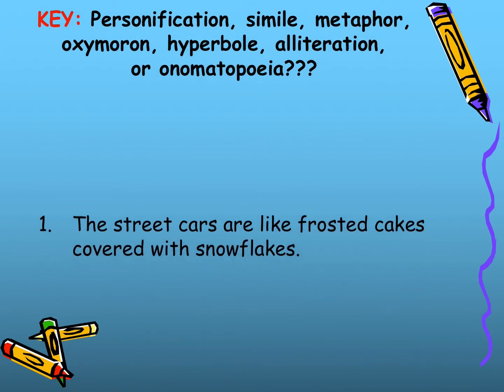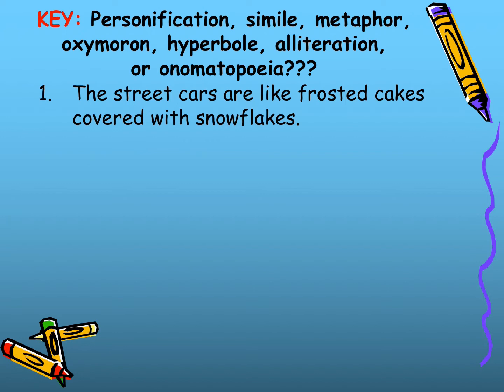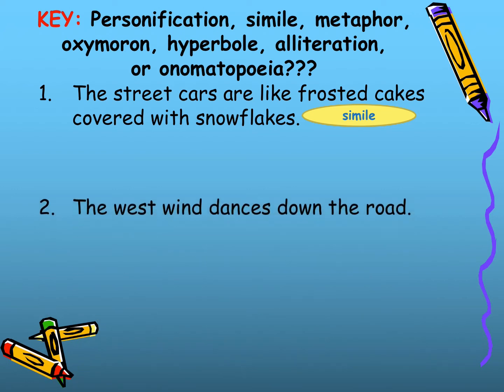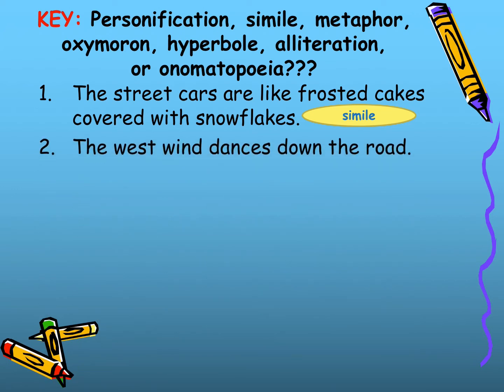Okay, we're going to check our answers. So the first one, the streetcars are like frosted cakes covered with snowflakes. That is a simile because we have the word like. Cars like cakes. The second one, the west wind dances down the road. We have personification because you're giving the wind the ability to dance like a human.